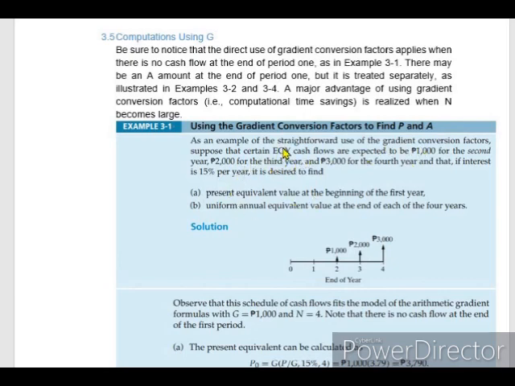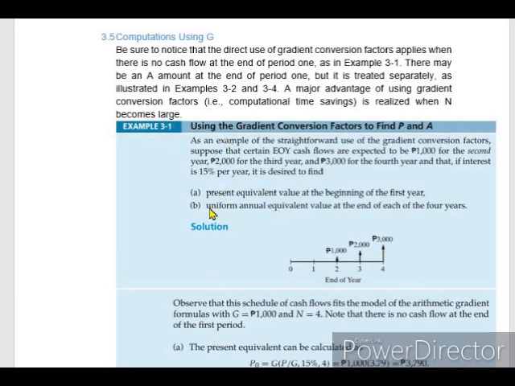Suppose that certain EOY cash flows are expected to be 1,000 pesos for the second year. Yan, second year. Pangalawa, may 1,000 pesos na cash flow. And 2,000 for the third year. And 3,000 for the fourth year. And that if the interest of 15% per year is desired. So, hanapin natin yung interest. Okay? So, 15% per year.